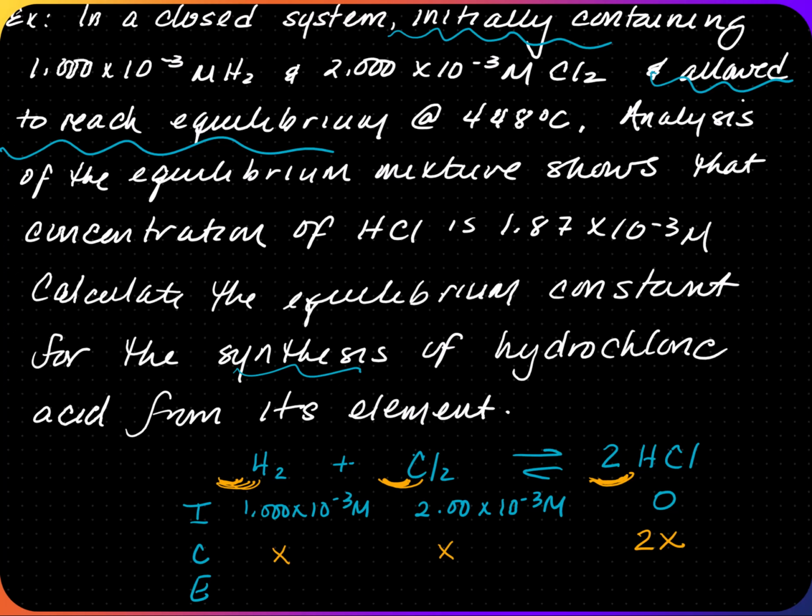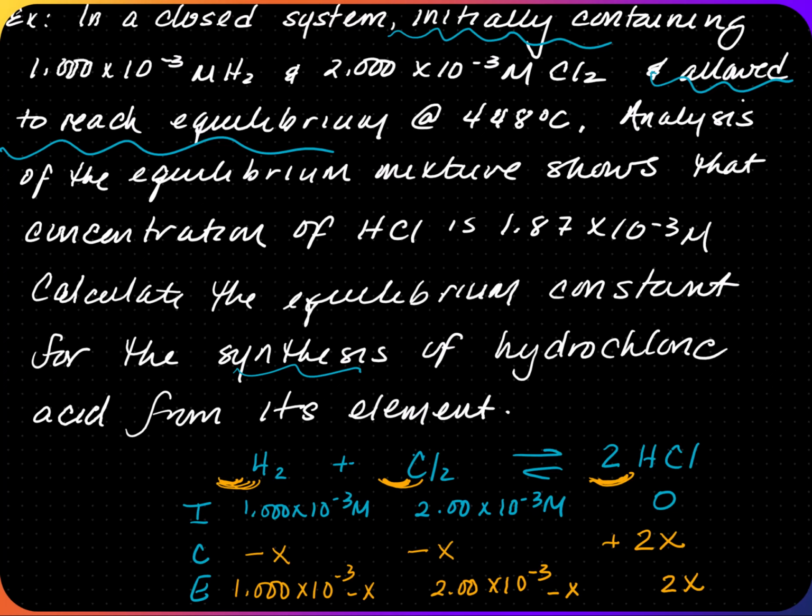Since the reactants are being used up, we put a minus in front of our x's. Since the products are being produced, we put a plus. To find the equilibrium, we add the I and the C. So this becomes 1.000 times 10 to the negative third minus x for H2. For chlorine, it is 2.00 times 10 to the negative third minus x. And for HCl, it is 2x.